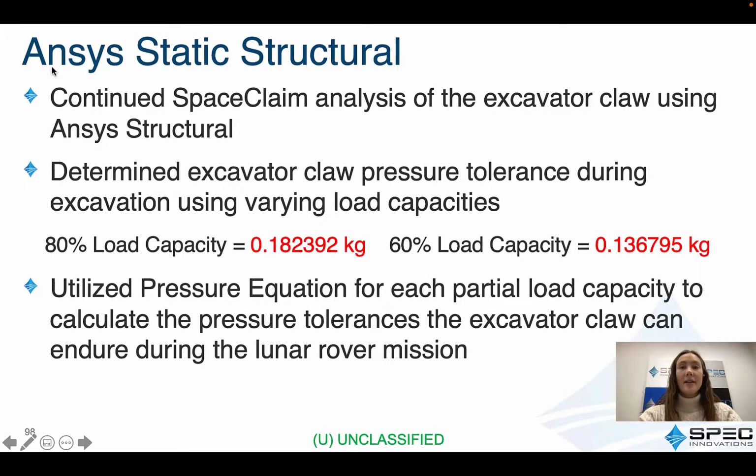The excavator design analysis was continued using Ansys Static Structural to determine the pressure tolerance of the excavator claw. To do so, it cannot be assumed that the maximum load capacity will be utilized for each dig. Because of this important functionality, varying load capacities were found for the excavator claw at 80 and 60% of the maximum capacity. The pressure equation was then utilized with each varied load capacity of 0.182 kilograms at 80% and 0.136 kilograms at 60% to calculate the pressure tolerance that the excavator claw can endure during excavation.